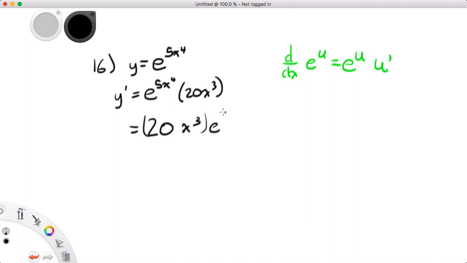So y prime is going to be e to the power of 5x to the fourth multiplied by 20x to the third. And we could rename that 20x to the third times e to the 5x to the fourth. All right, and that's it for that one. Great.